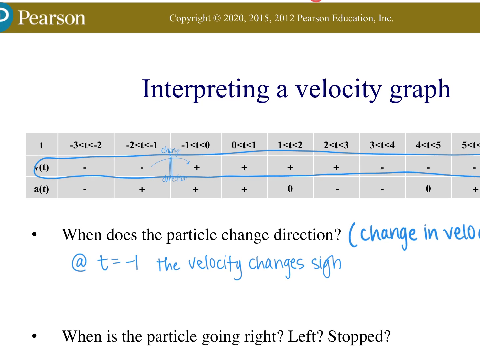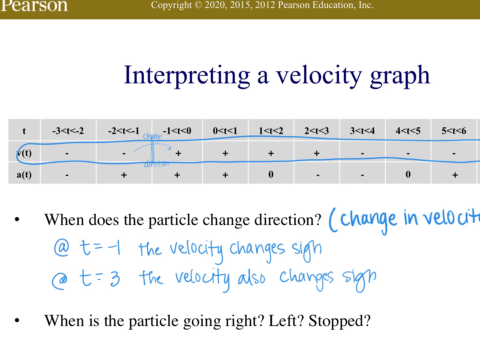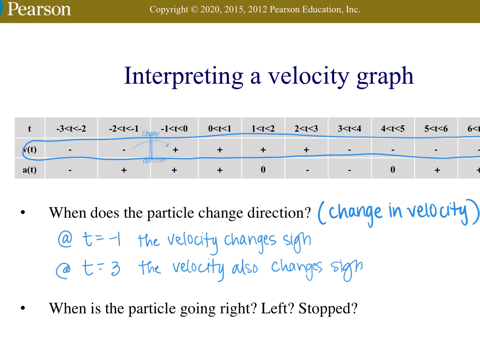Where else does the velocity change sign? T equals 3. And at t equals 3 also. I should have written a better question. A better question should be not just when does the particle change direction, but when does the particle change direction and why. It's not going to be enough for you to just tell me -1 and 3. You're going to have to say -1 and 3 because the velocity is demonstrating a change in sign at those values.